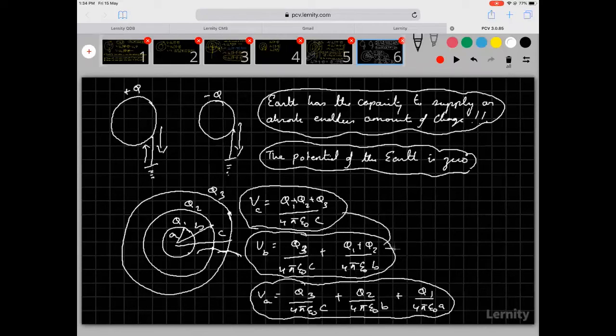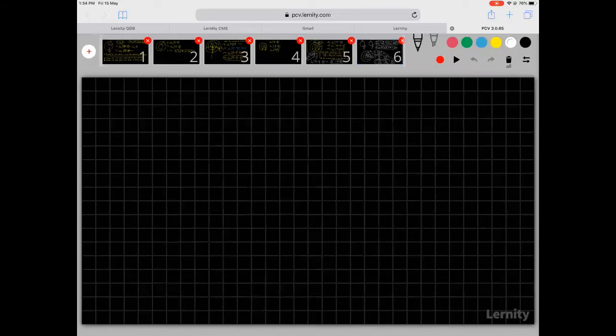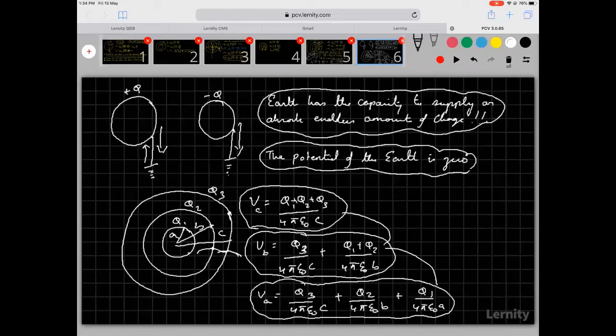So this is how you can calculate these. Okay, very good. Now I have one metal plate here. This is over. Okay, so if you want to write down something, please write down. I finished this concept. The only thing that is there in your syllabus is that the earth has a capacity to supply or absorb endless amount of charge.